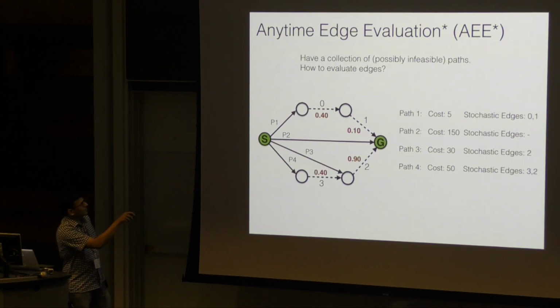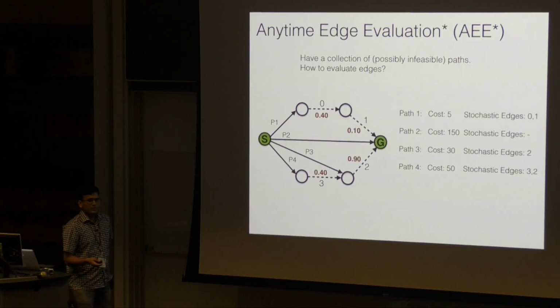And path 1 goes through 2 stochastic edges, 0 and 1. Path 2 goes through no stochastic edges, so it's completely deterministic, and path 3 goes through stochastic edge 2, and path 4 goes through 3 and 2, right? So now one thing to note is that if we are stopped here, if the algorithm is terminated, we can always return path 2 as a solution. Now it's feasible and can be executed by the robot.